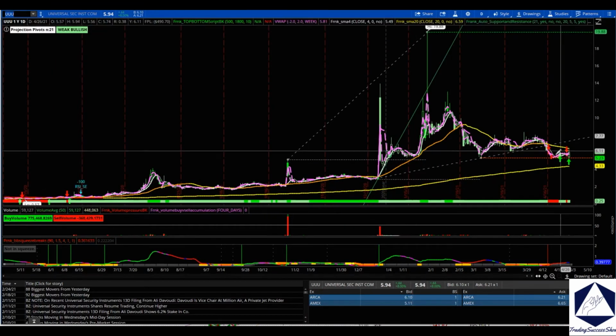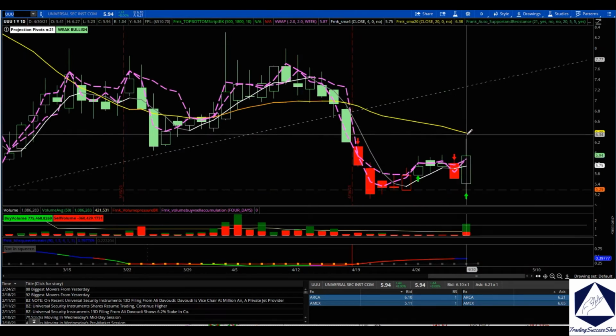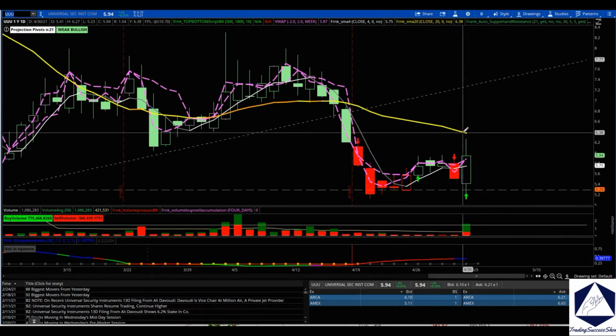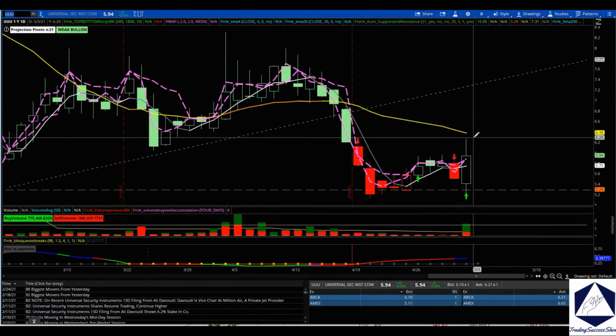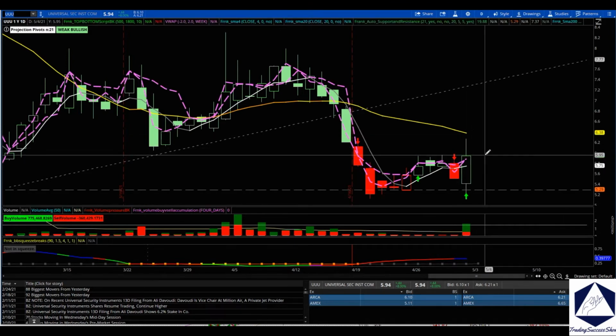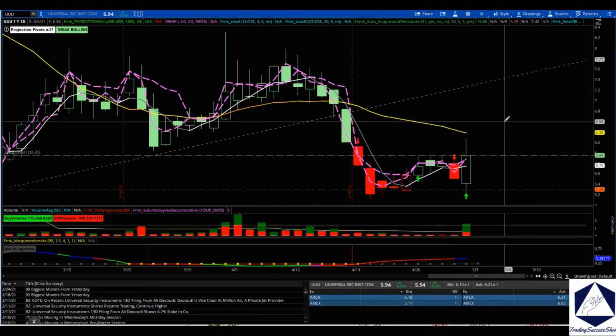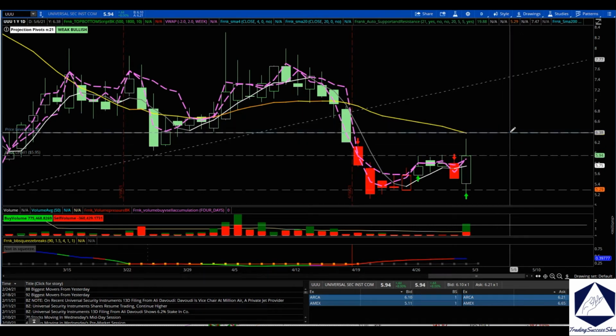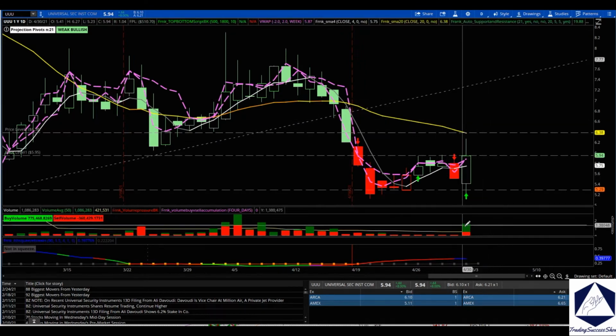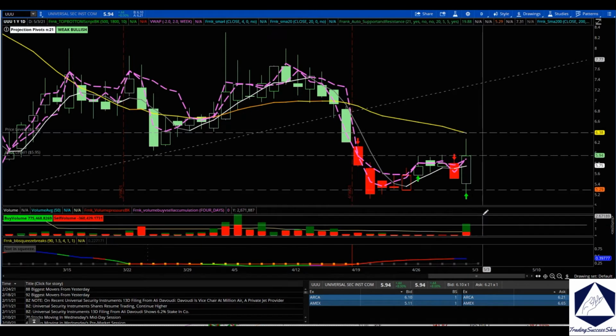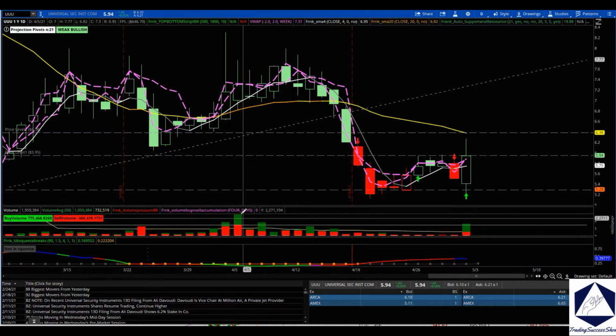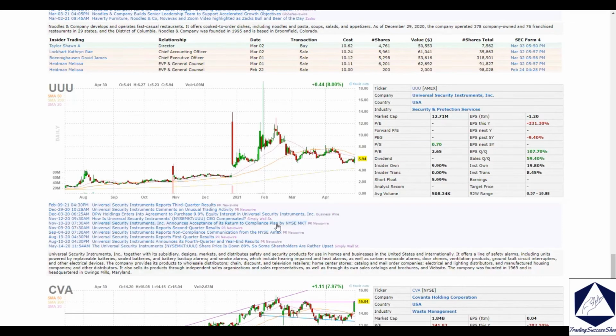UUU. Okay, so pretty much that was what happened. We got close to the 20 moving average, and then we pulled back. Overall, we still have this resistance here. If we break this level, coming close to $6.38, then we should be able to push. Overall, I like the volume coming in on the name. If we can continue to increase volume just like we did here, we should be able to get a run up on UUU.